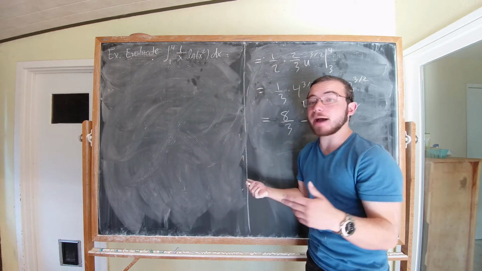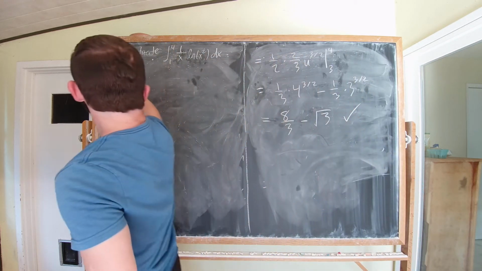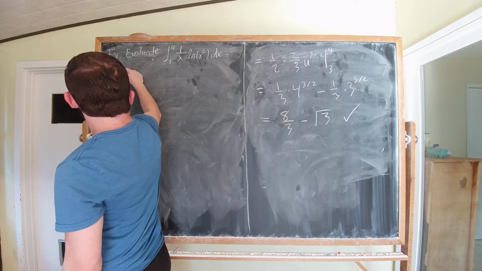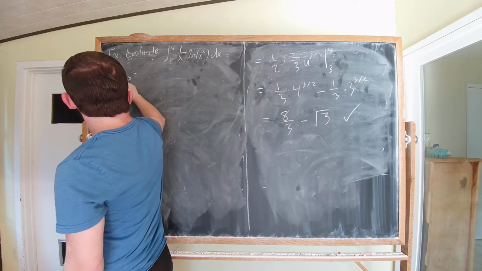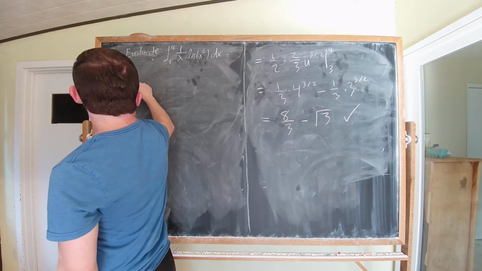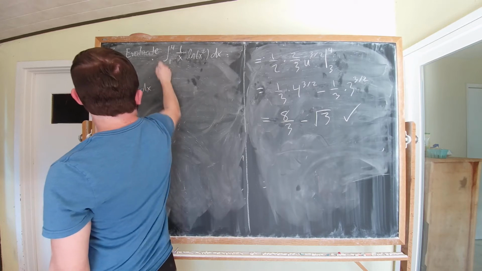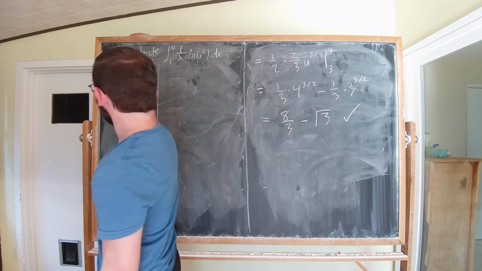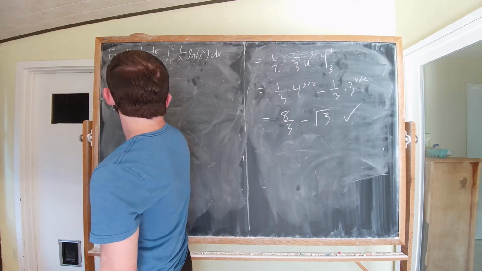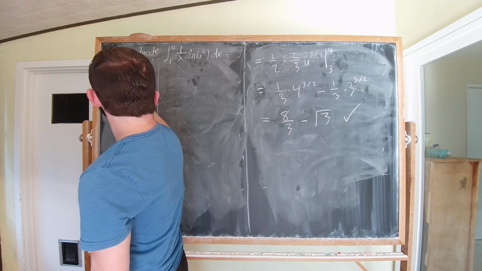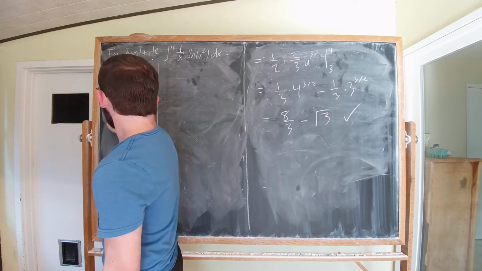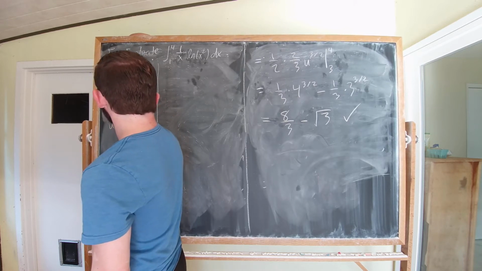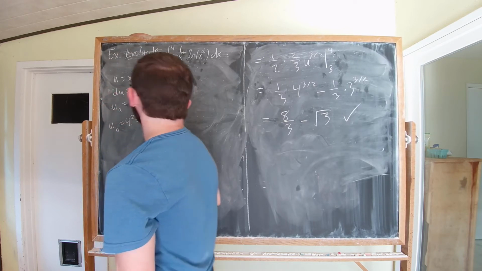Okay, let's see what happens. If u is equal to x squared, du is equal to 2x dx, and our boundaries would change to being ua is equal to 1 squared, which is 1 again, and ub would be 4 squared, which is 16.